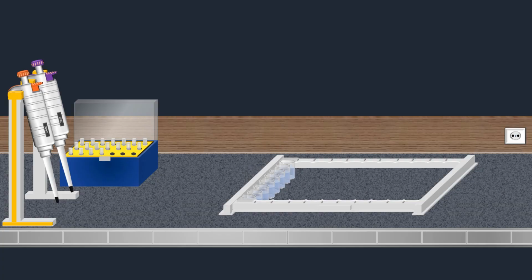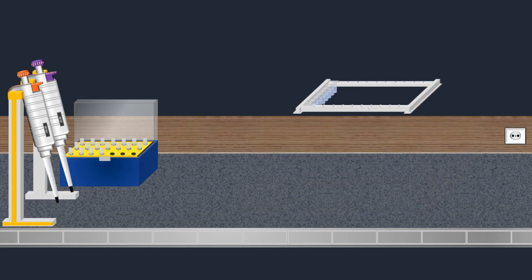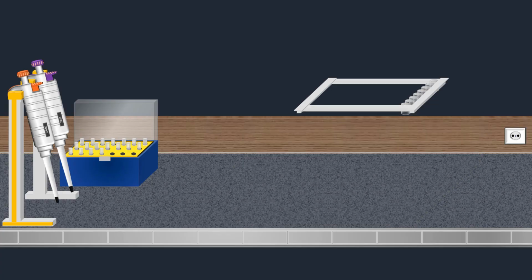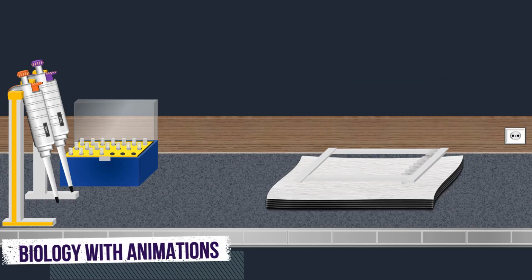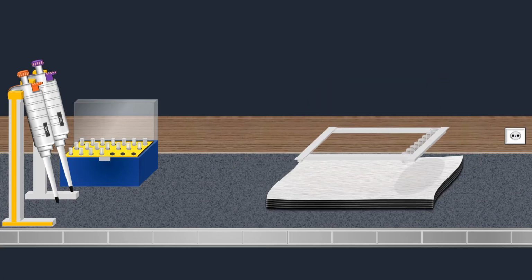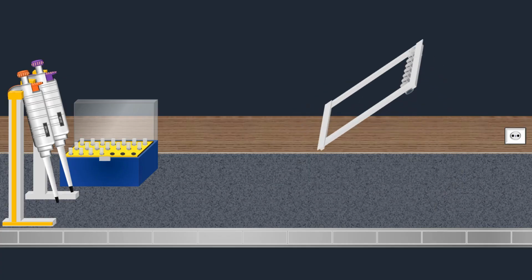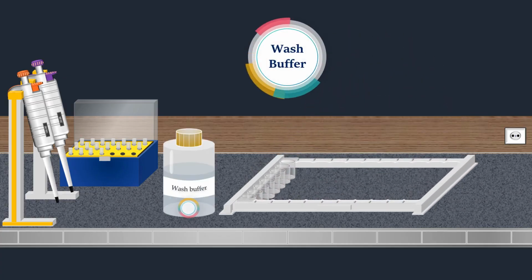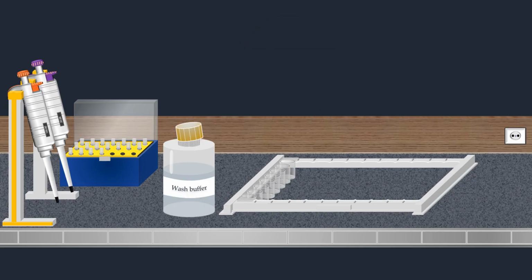Next, the adhesive plastic is removed. Then the well strip is overturned and tapped to remove the excess antigen solution. Also, an absorbent paper towel is used to ensure the thorough removal of the antigen solution. After the excess antigen solution has been removed, the next step is to wash the wells with a wash buffer.